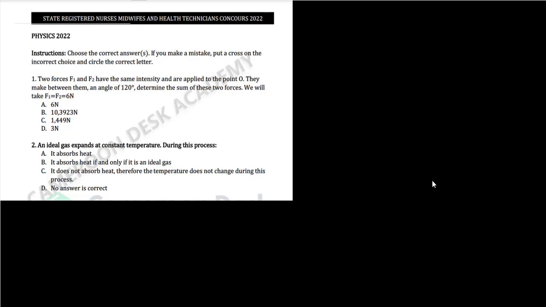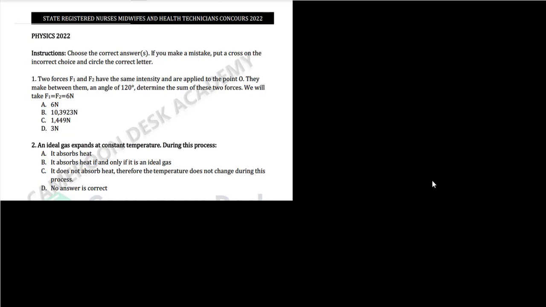Today we are going to proceed with the state registered nurse for midwife and health technicals concours 2022. So we are going to be solving the physics session. The instruction says choose the correct answers. If you make a mistake, put a cross on the incorrect and circle the correct letter.